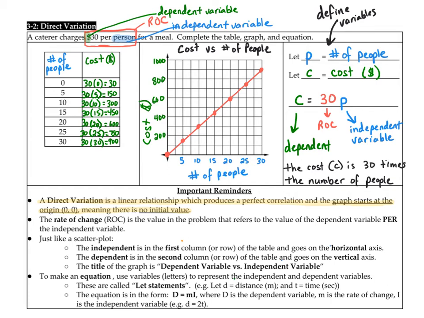And I just realized I made a mistake up here. Silly me. $30 times 0 is 0. So the fact that the initial value is 0 means that when the independent variable is 0, the dependent variable is 0 as well. And that is shown here on the graph, that the graph starts at the origin.